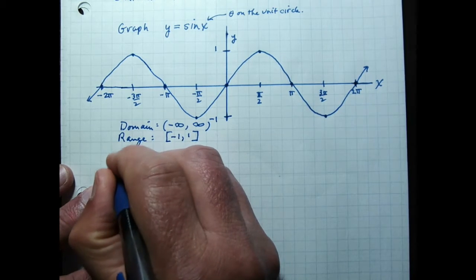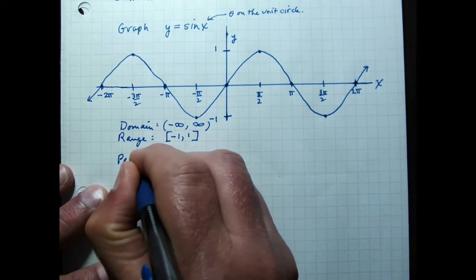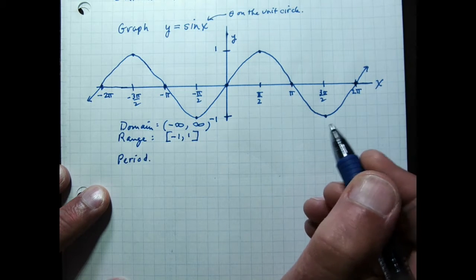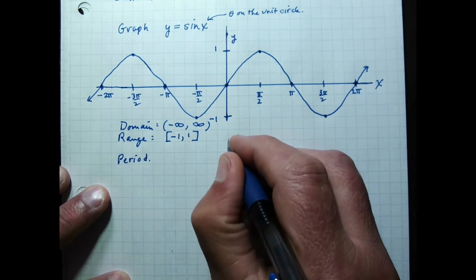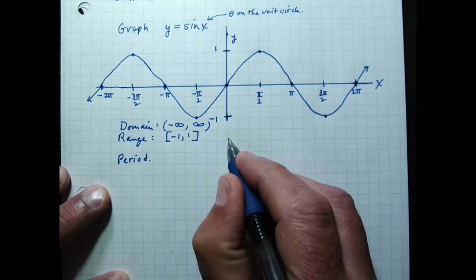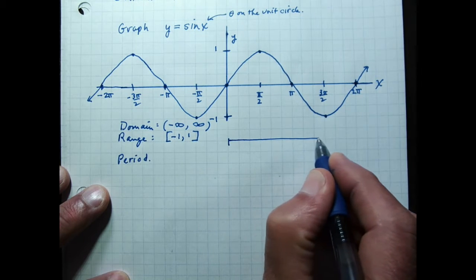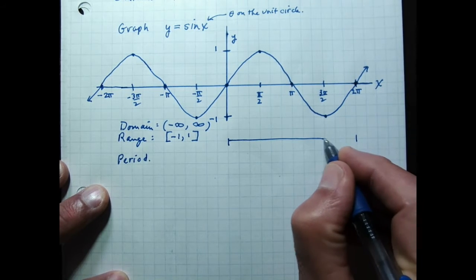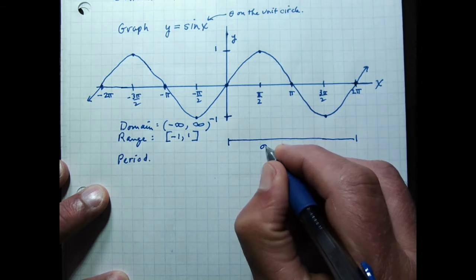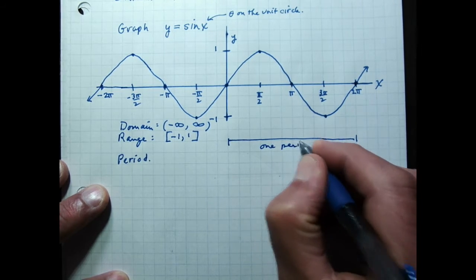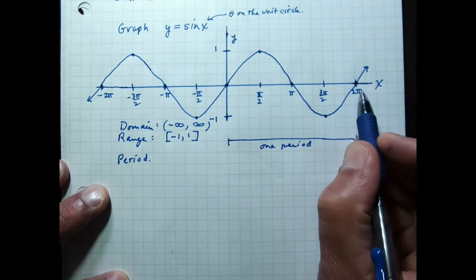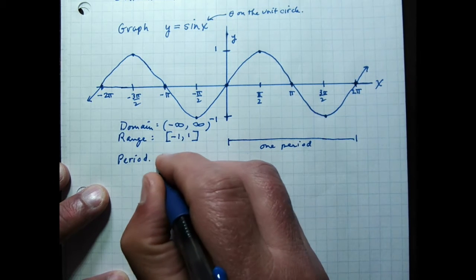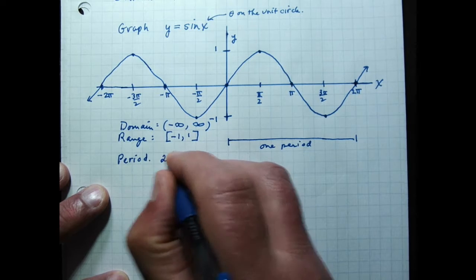There's something we call the period of sine, and the period is one cycle. If you start at 0, the period is how far you go before the graph starts to repeat itself again. On this graph, you can see that period from 0 to 2 pi. So we say the period is equal to 2 pi.